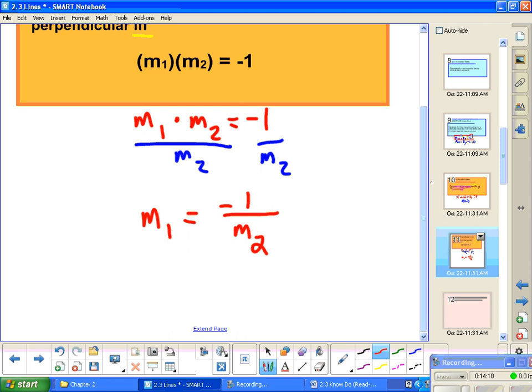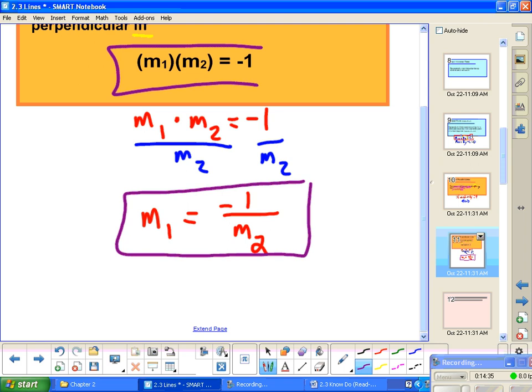So the slopes of perpendicular lines are negative reciprocals of each other. I have m sub 1 as my first slope, and for my second slope I have a negative out in front and the reciprocal, 1 over m sub 2. This is just the version your book uses. These two versions are mathematically equivalent, two different representations of the statement: two lines are perpendicular if and only if their slopes are opposite reciprocals.